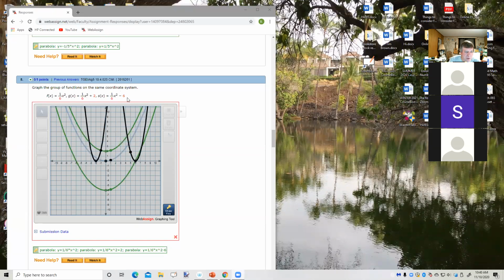And what about this third one? It's going to be down 6. So back to the original (0, 0). It's going to go down 6, click it. From here, down 6 and click it. So basically what I'm saying is you don't have to completely start over each time.